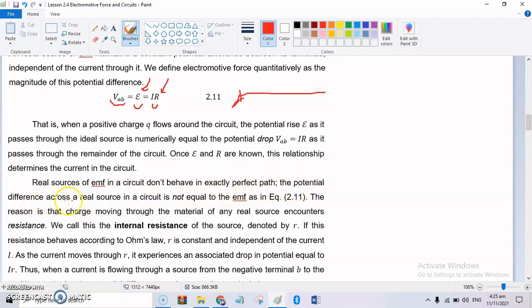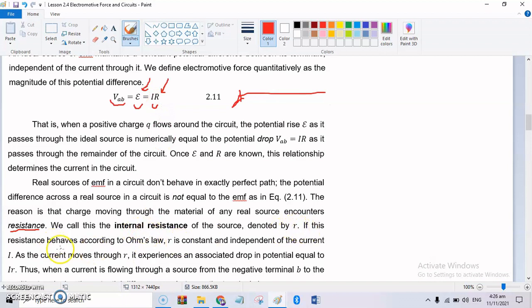The potential difference across a real source in a circuit is not equal to the EMF. The reason is that charge moving through the material of any real source encounters resistance. We call this the internal resistance of the source, denoted by r. So, hindi lang big letter R, kundi may small letter r pa. Itong internal resistance is a real resistance that can be encountered by a moving charge. For example, yung ating wire has a resistance, external resistance, and an internal resistance.